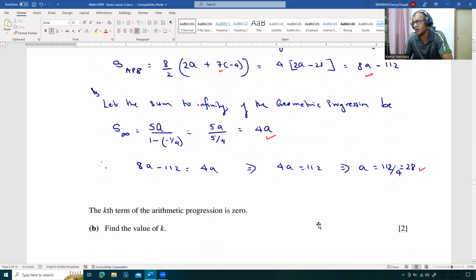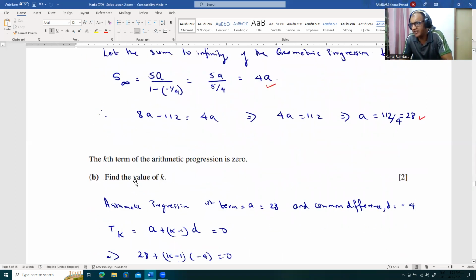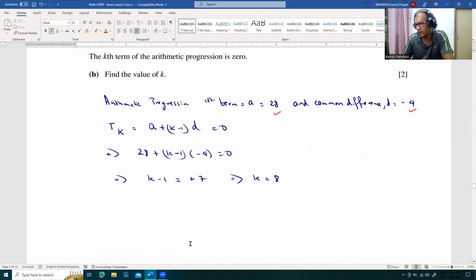And the kth term of the AP is 0. Find the value of k. Okay? And here, we know the arithmetic progression. The first term is 28, we found that. The common difference is −4, and the kth term is a + (k − 1)d = 0. 28 + (k − 1) times (−4) = 0. And k is equal to 8.